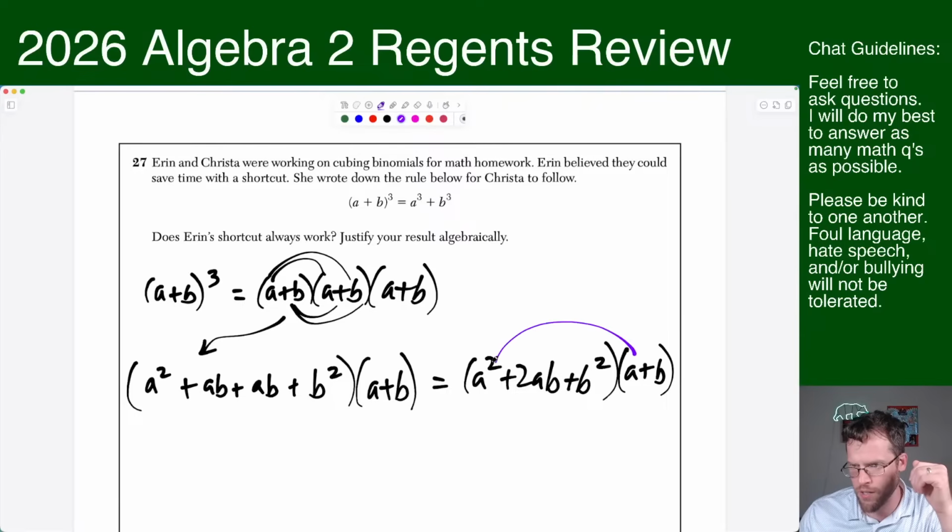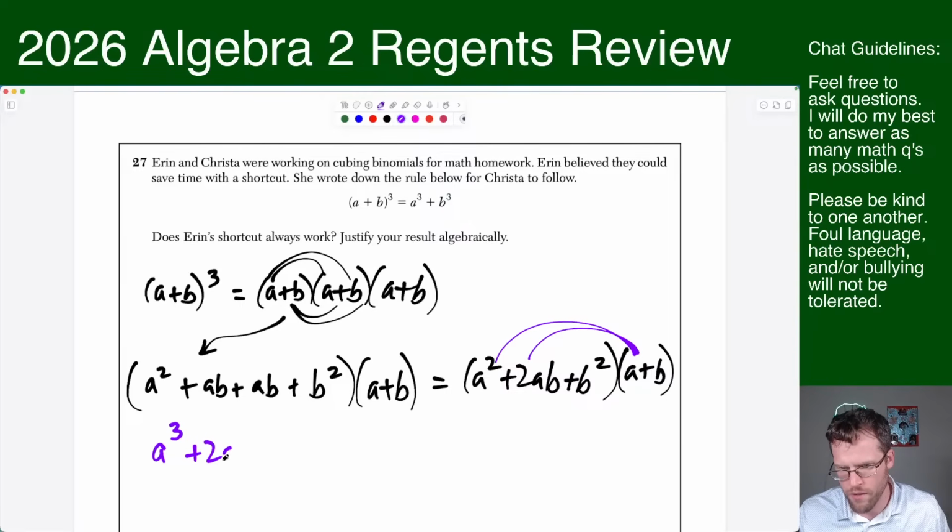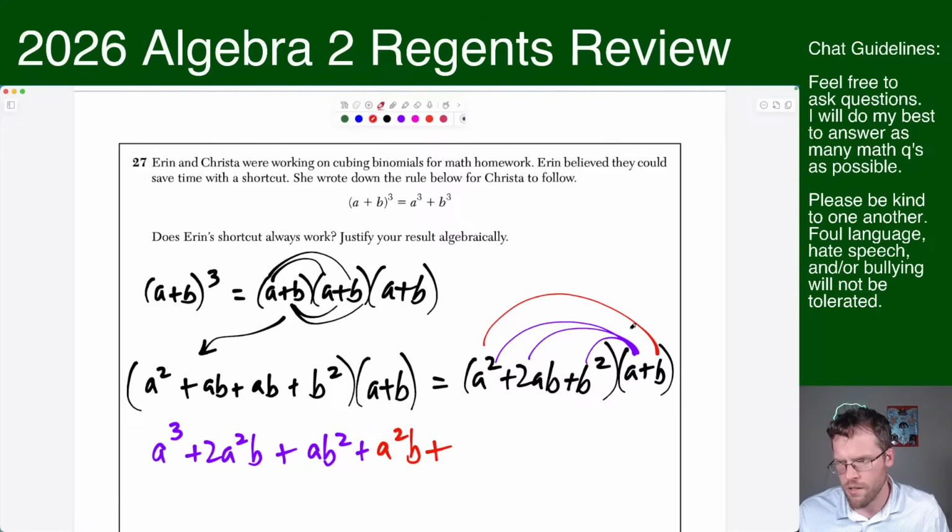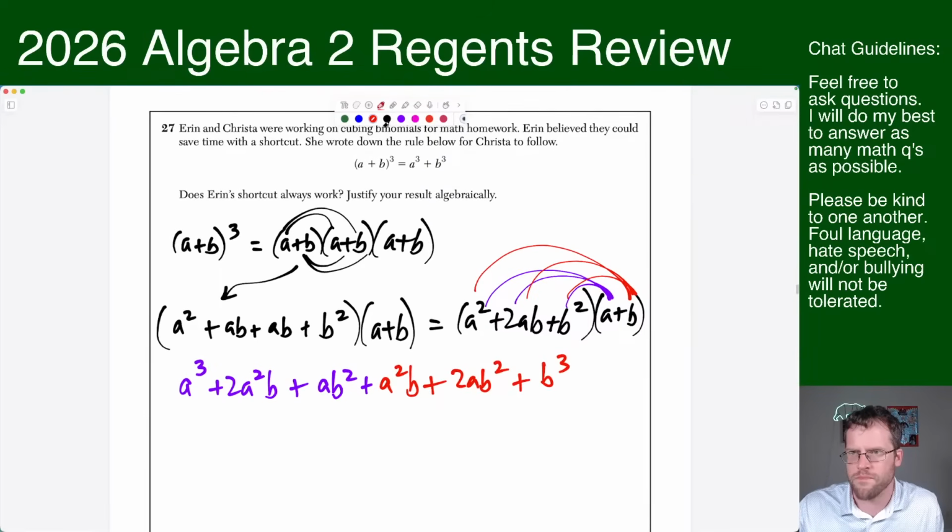So you see I do a times a squared. So a squared times a is a to the third power. And then times a in the middle gives me plus 2a squared b. Then I get plus ab squared. And then I distribute the b term. So I get b times a squared is a squared b, plus b times 2ab is 2ab squared, and then plus b times b squared is b to the third. I'm going to show you a nice magical shortcut after this.